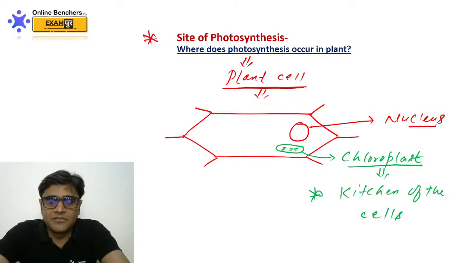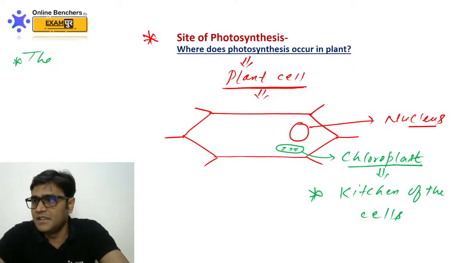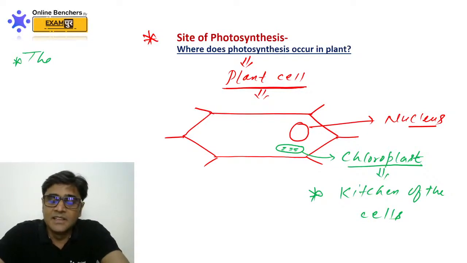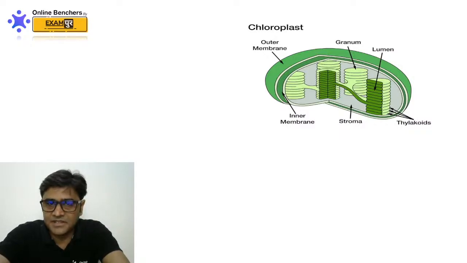So please write this point. The process of photosynthesis takes place in the chloroplast of a plant cell. That's why chloroplast is also called the kitchen of the cell. In mitochondria, the process of respiration takes place. Prajwal, we will discuss that in the chapter of respiration. That's why mitochondria is also called the powerhouse of the cell or furnace of the cell. We will discuss the structure of chloroplast a little later, don't worry.